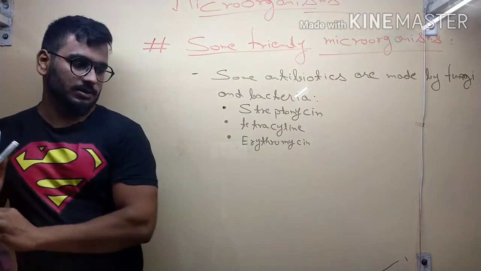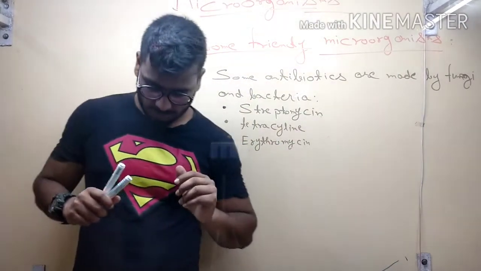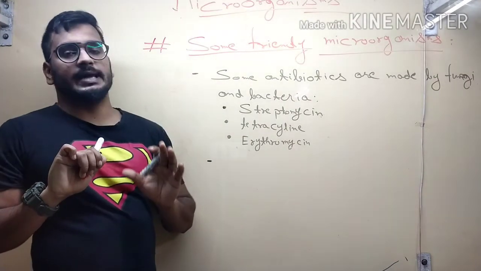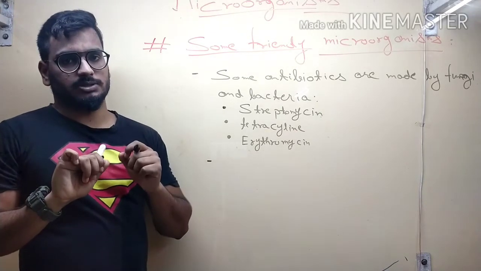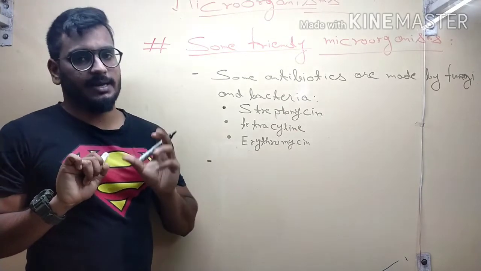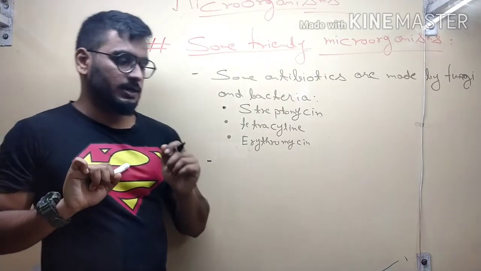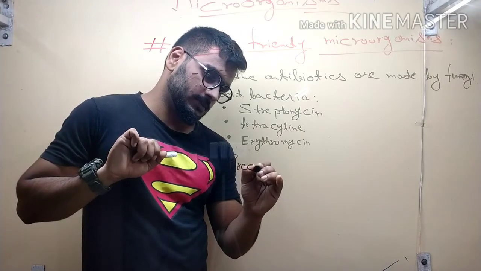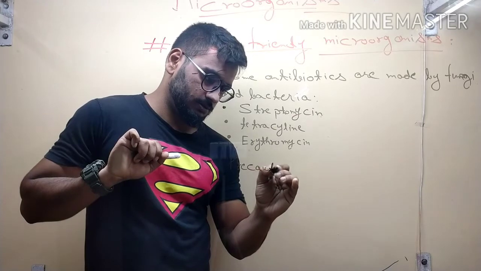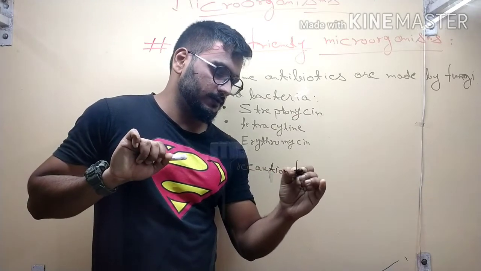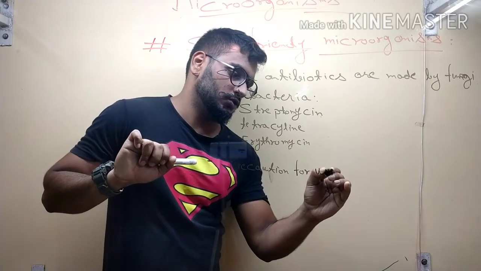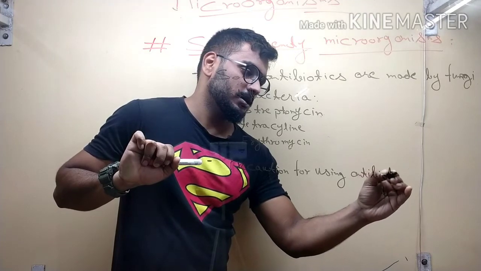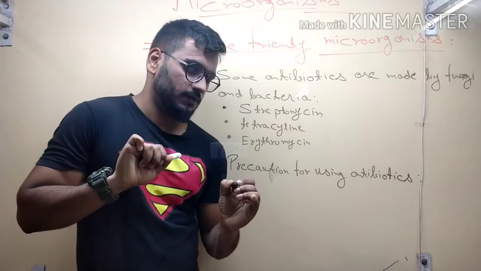Now coming forward to some more points about this. When we use antibiotics we must take some precautions. हमें कुछ precautions के साथ ही antibiotics यूज करने चाहिए. So what are those precautions? Precautions for using antibiotics. एंटीबायोटिक्स यूज़ करने के लिए हमें कुछ प्रिकॉशंस लेने चाहिए। सो व्हाट आर दोस प्रिकॉशंस?